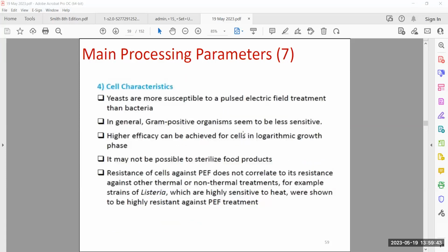Okay, cell characteristics, of course, again, going back to HPP just now, in general, gram-positive organisms, because of the thick peptidoglycan layer, seem to be less sensitive towards PEF, so higher efficacy can be achieved in cells in logarithmic growth phase, and it's not possible to sterilize. Okay, even with my research with goat milk, it's not possible to totally sterilize the goat milk. So hence we have to recommend a mild heat treatment to be used with pulse electric field.